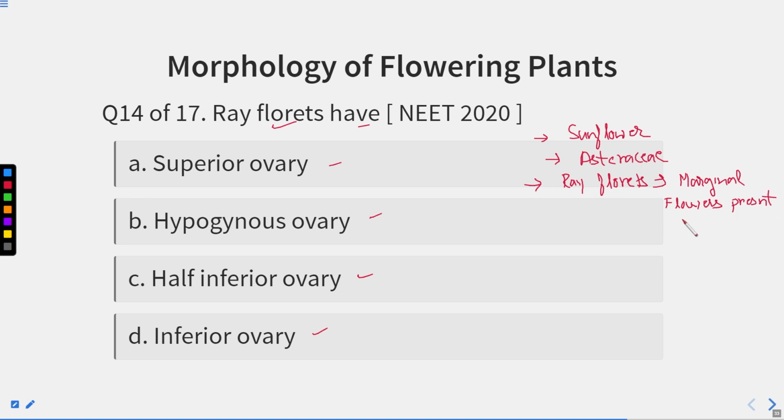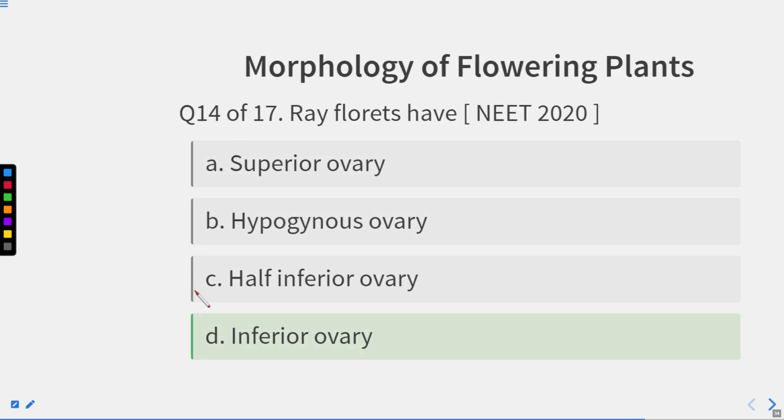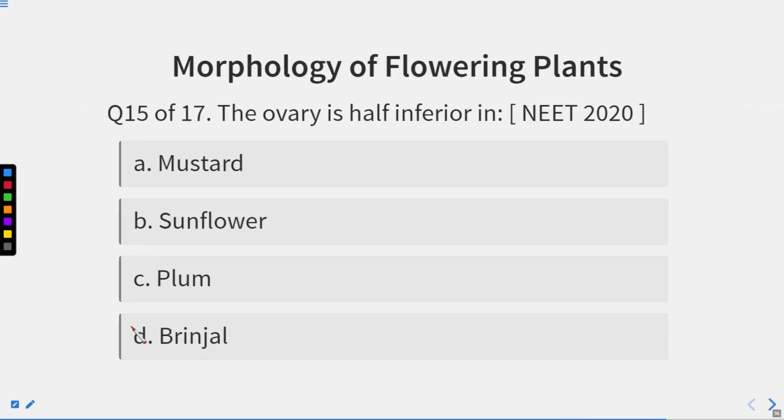Present in a special type of inflorescence, such as capitulum. Now in sunflower, two kinds of florets are present. One is ray floret, another one is disc floret. So ray florets have which one? They have inferior ovary. This you have to remember.